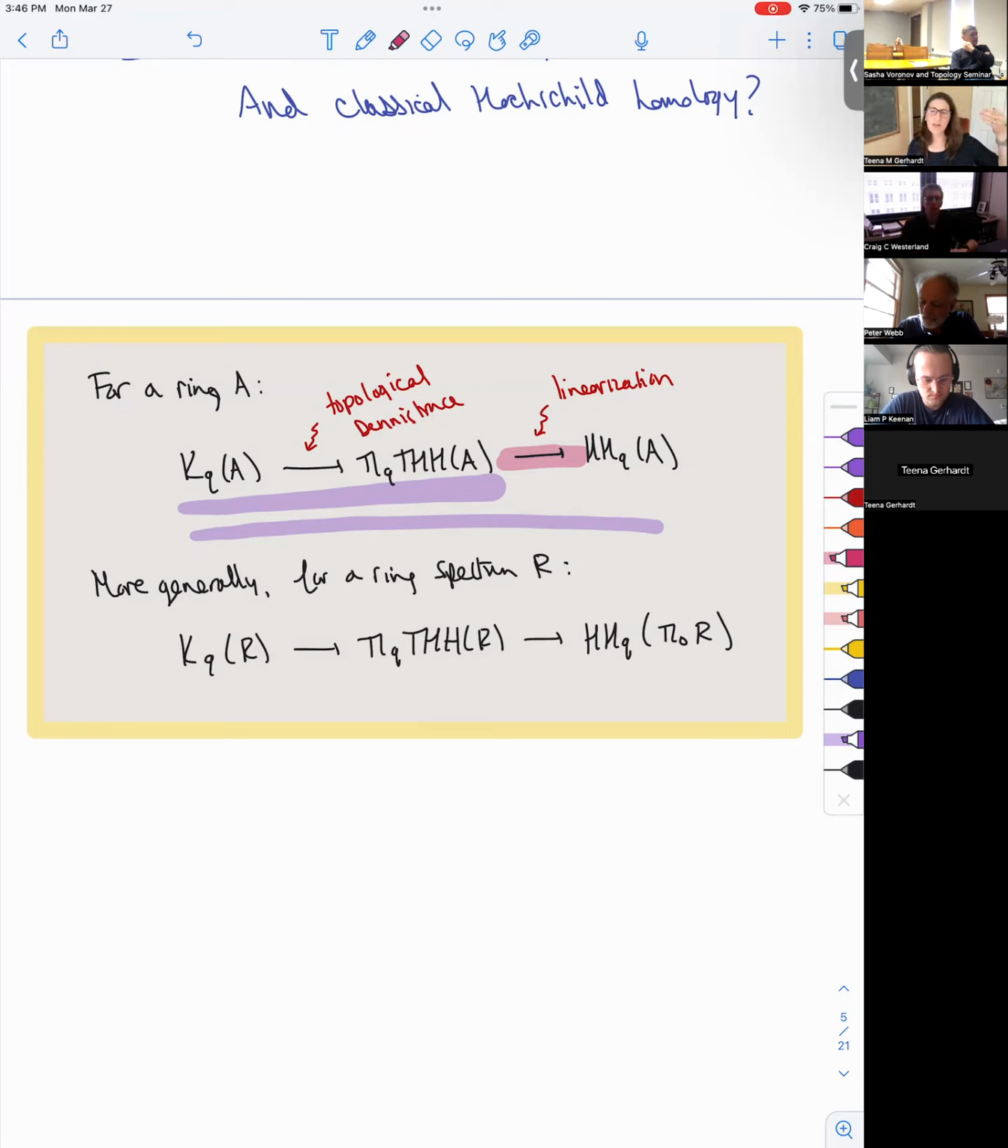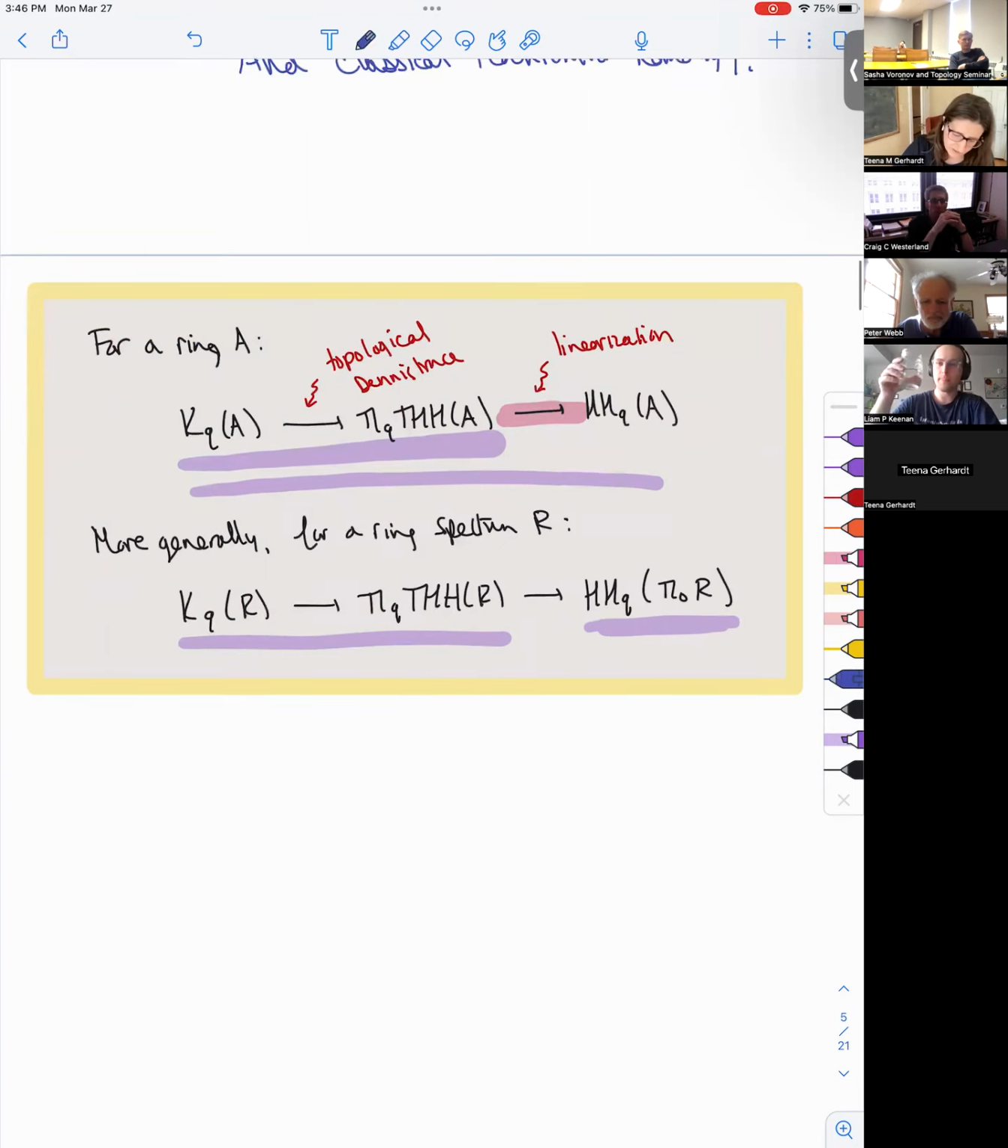So in the upper line there, I have what happens for a ring, but I want to make the point in the lower line that actually this all makes sense for a ring spectrum as well. You have a trace map from algebraic K-theory to THH. And then you have a linearization map, but now for Hochschild homology, I need to feed it an actual ring, and the ring you feed it is pi naught of your ring spectrum.